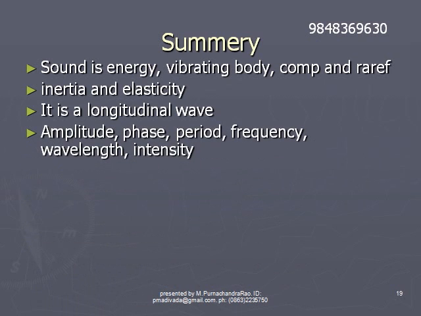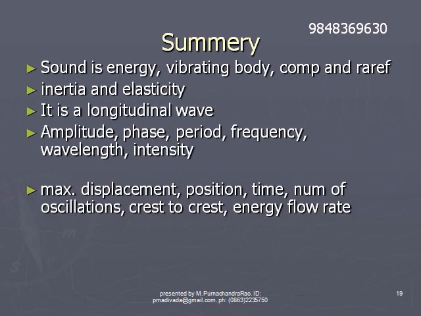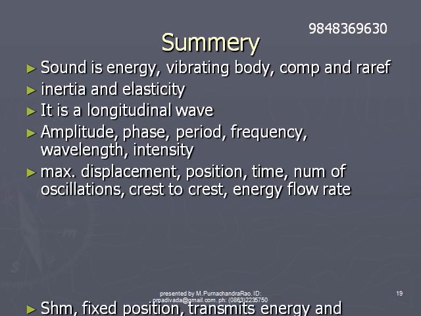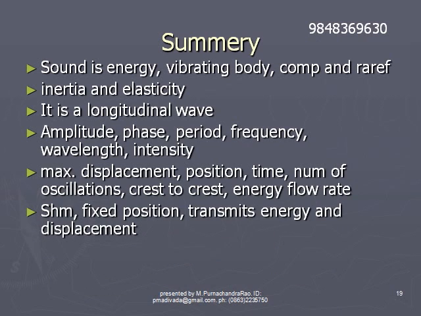The characteristics of the wave are amplitude, phase, period, frequency, wavelength and intensity. Amplitude is maximum displacement. Phase gives the position and direction of motion of the particle when the wave is propagated. Period is the time taken for one oscillation, and frequency is the number of oscillations made in 1 second. Wavelength is the distance occupied by a crest and trough or by a compression and rarefaction in the case of longitudinal wave. And intensity is defined as energy flow rate through unit area of cross section normal to the direction of propagation.